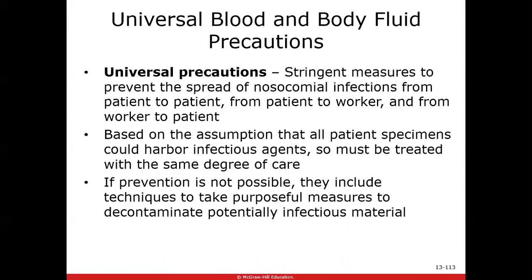Okay. Now you have universal precautions. These are stringent measures to prevent the spread of nosocomial infections or hospital-acquired infections from patient to patient, or also from patient to worker, and from worker to patient. It's based on the assumption that all patient specimens could harbor infectious agents, so they must be treated with the same degree of care. If prevention is not possible, they include techniques to take purposeful measures to decontaminate potentially infectious material. This is how they define universal precautions.